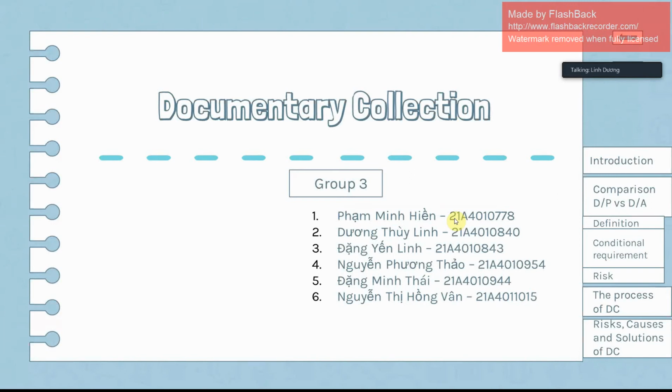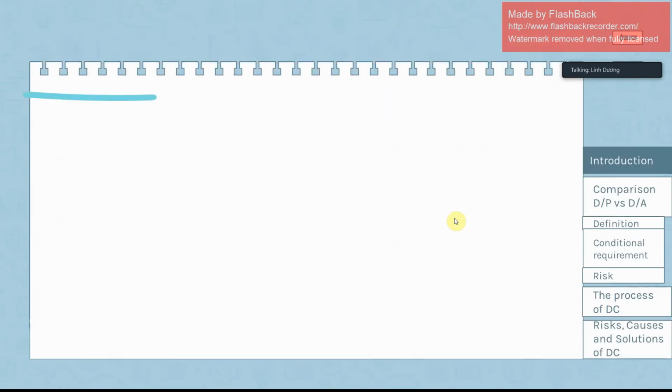Hello everyone, I'm Linh, and today I'm representing group 3. Today we will present about the risk of the collecting bank under DP and DA transactions. Can you see our slide clearly? Yes. Okay. So to start with, before going to the risk, let's take a brief look at documentary collection.